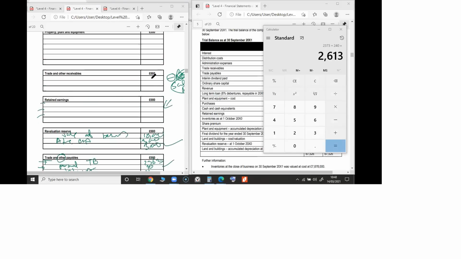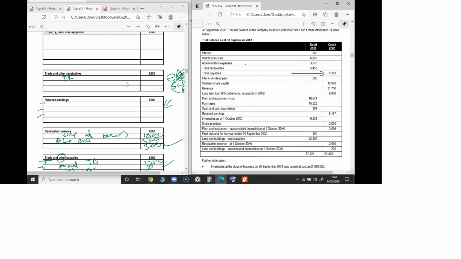And what else do we have? Retained earnings. We're going to do trade receivables. Trade receivables, I can do it now. How much is the trade receivables as per trial balance? As per trial balance, here we go: 5455. Yeah, isn't it? 5455. Yes.